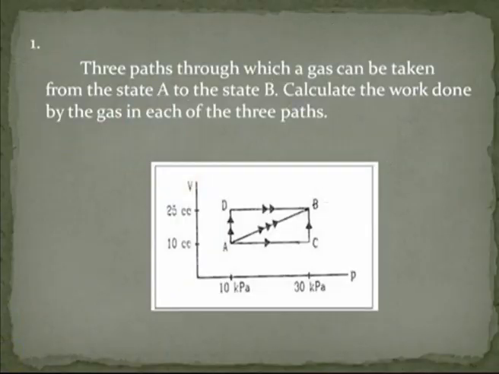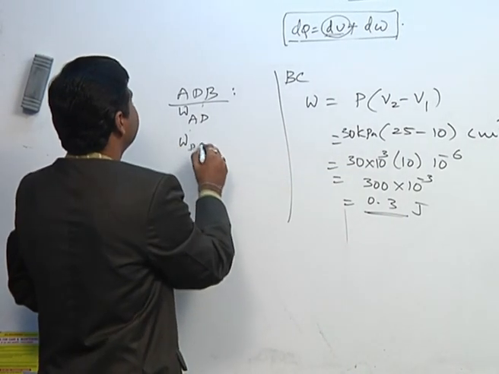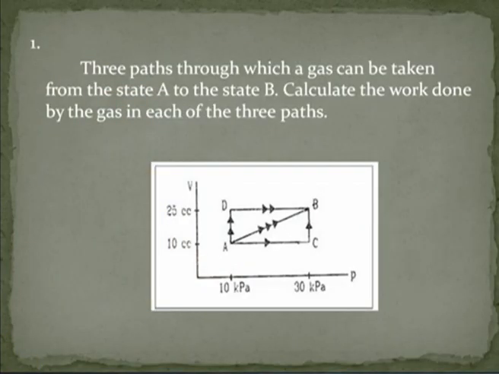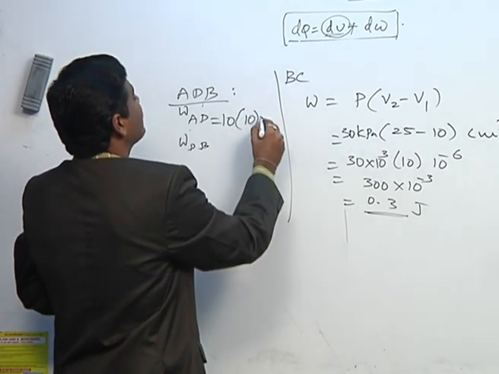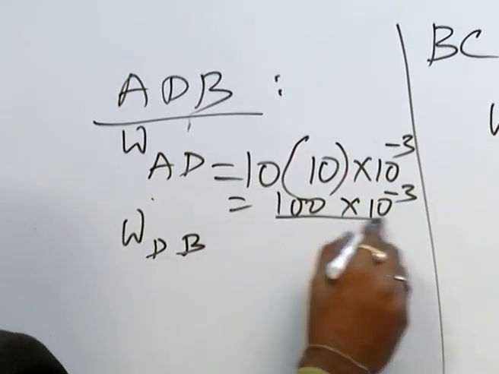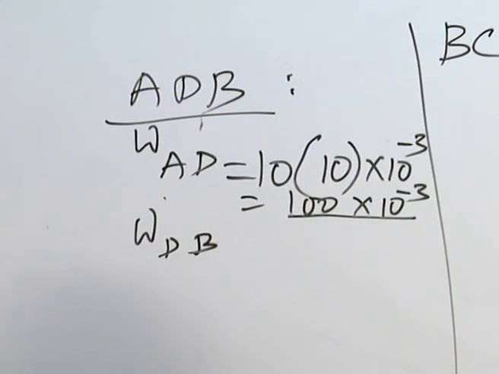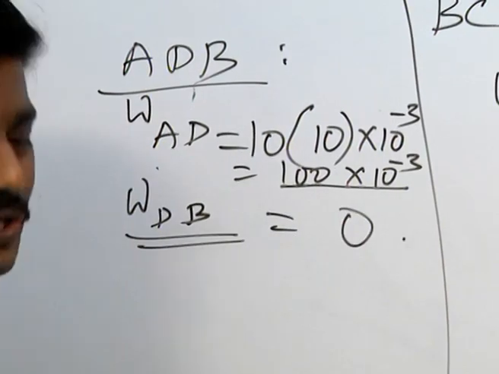First you have to find out the work done along AD and the work done along DB. Work done along the AD process, which is isobaric where the pressure remains constant, is 10 into (25 minus 10) cm³, which you have to convert: 10 into 10 into 10 to the power of minus 3, which is 100 into 10 to the power of minus 3. This is the work done along AD. Whereas the work done along DB is an isochoric process, and we know its value will be 0.